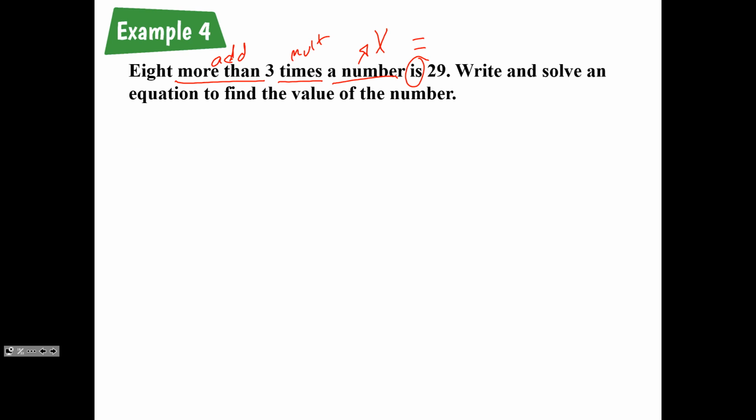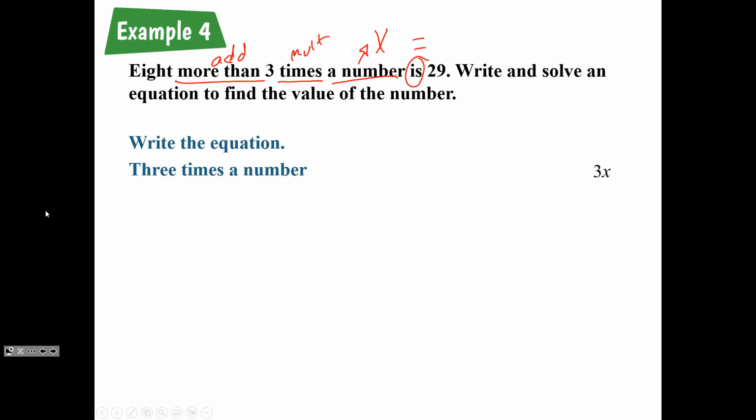So we kind of already dissected the problem, right? Our first step, when we're writing the equation, is we're going to look at where the variable is. It said 3 times a number. Well, we said a number is equal to x. So what would we write as an expression for 3 times a number? X would be our number. What about 3 times it? We would multiply by 3, right? So our answer for that one would be 3x.